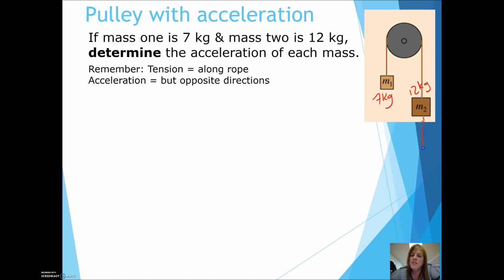Well, we're going to have this mass accelerate down, and we're going to have this mass accelerate up. So there's my acceleration. The heavier one is going to pull the lighter one. Now, a couple things to remember. Tension is the same everywhere in the rope. The acceleration values are also equal, but in opposite directions. So first, let's make some free body diagrams here.